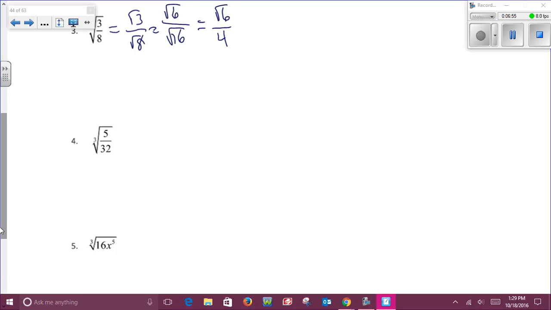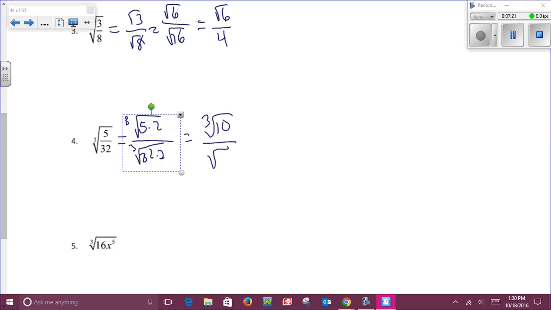All right, for number 4, I have a cube root. 32 is not a perfect cube, but my next closest perfect cube to 32 is 64. So again, if I double that, it's the cube root of 5 times 2 over the cube root of 32 times 2, I will have the cube root of 10 over the cube root of 64. The cube root of 10 cannot be simplified. However, the cube root of 64 can become a 4.